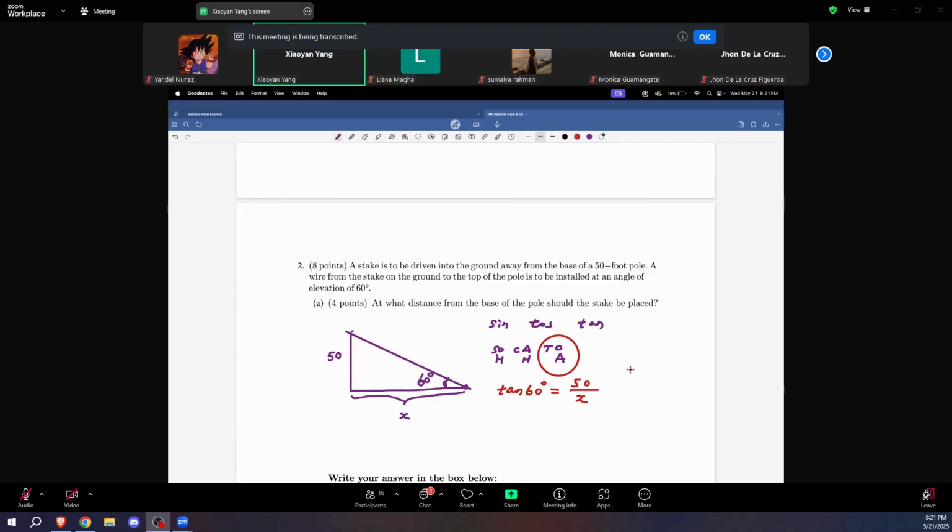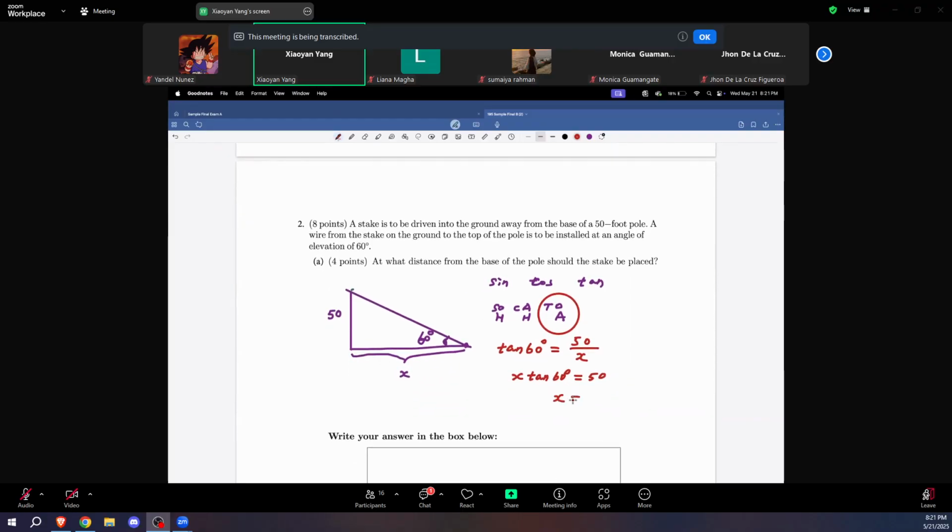Right now, just follow this. Okay, opposite over adjacent. So then find out what's the x here. So cross multiply: x times tangent 60 equals 50. How to solve x? So x equals 50 over tangent 60. What's tangent 60 equal to? Radical 3. You don't have to rationalize, just give this answer there. That's fine. Okay? Are you okay?